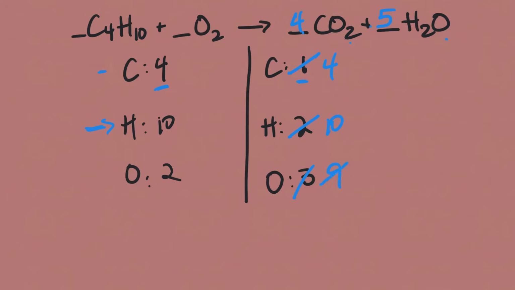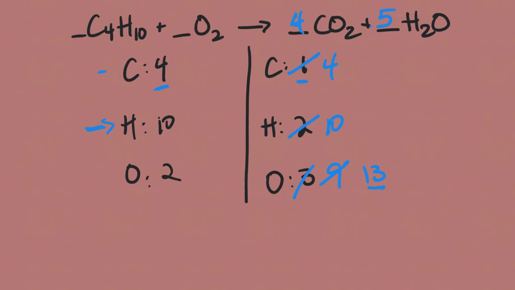But I no longer have 9 oxygens as well, because this 5 affects our oxygen. Okay, so let's recount. 4 times 2 is 8. 8 plus 5 is 13. So now we have 13 oxygens. All right, so now we just got to fix oxygen because that's all we have left. Now, when we're looking at this, we only have oxygens on this left side here, and we have 13 oxygens on the right side.